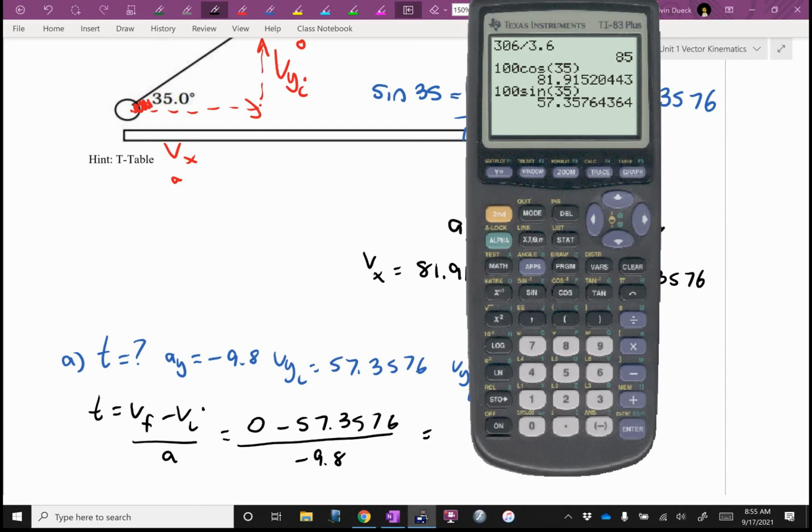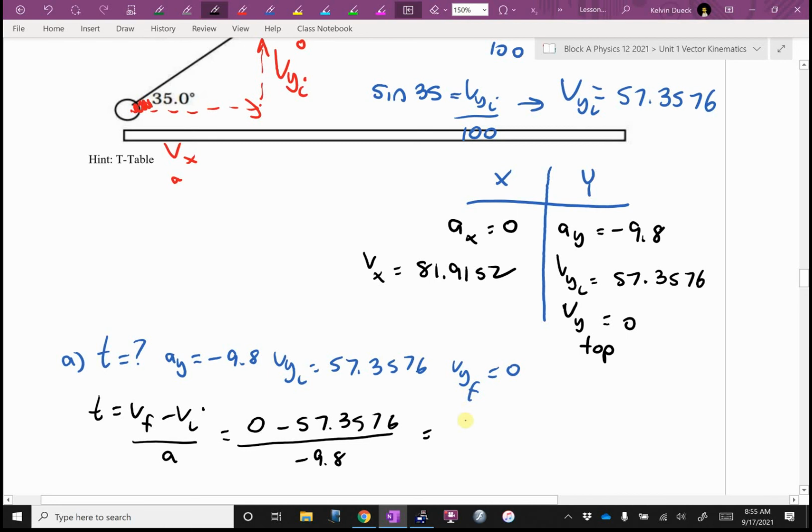this a fraction? More than one thing on the top, brackets around the top. I'm going to go bracket 0 minus, answer button, divided by, close bracket, divided by negative 9.8. And I get a time to the top of 5.85. And since this is one of the answers they wanted me to find, now I'll report my final answer to 3 sig figs with units and draw a little box around it because I'm proud.